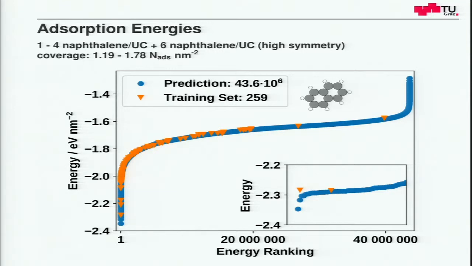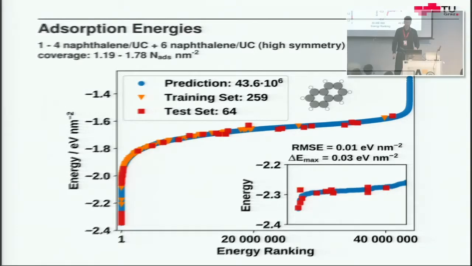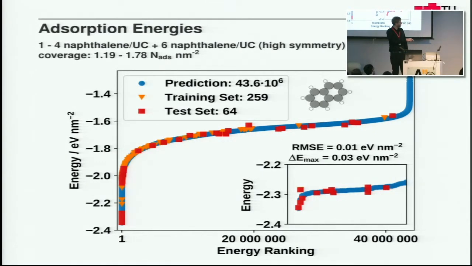To find how well we did in our prediction, we picked another 64 test points, this time at random, and we made sure that they were not part of the training set. We calculated them also with density functional theory and compared the calculated and the predicted adsorption energies. And this allowed us to find a root mean square and a maximum error of 0.03 electron volts per nanometer squared.